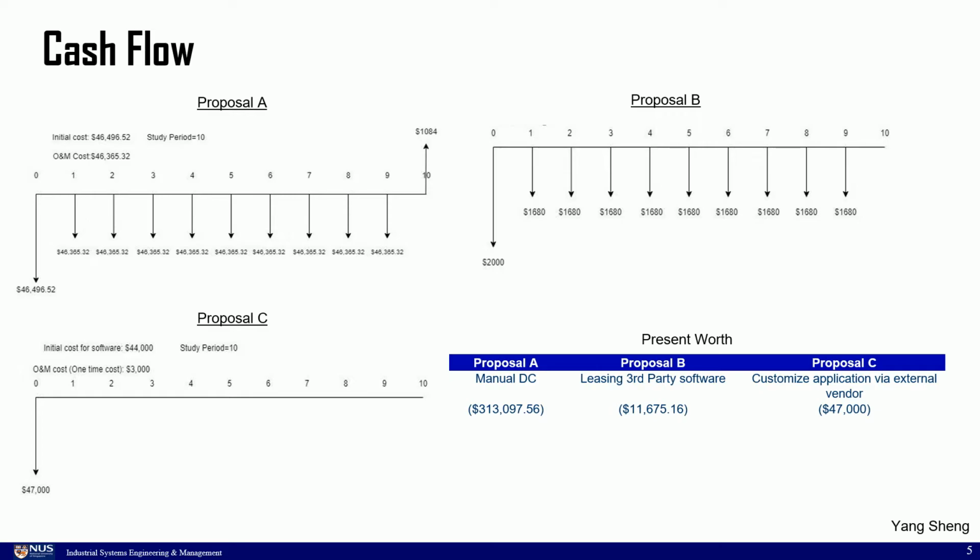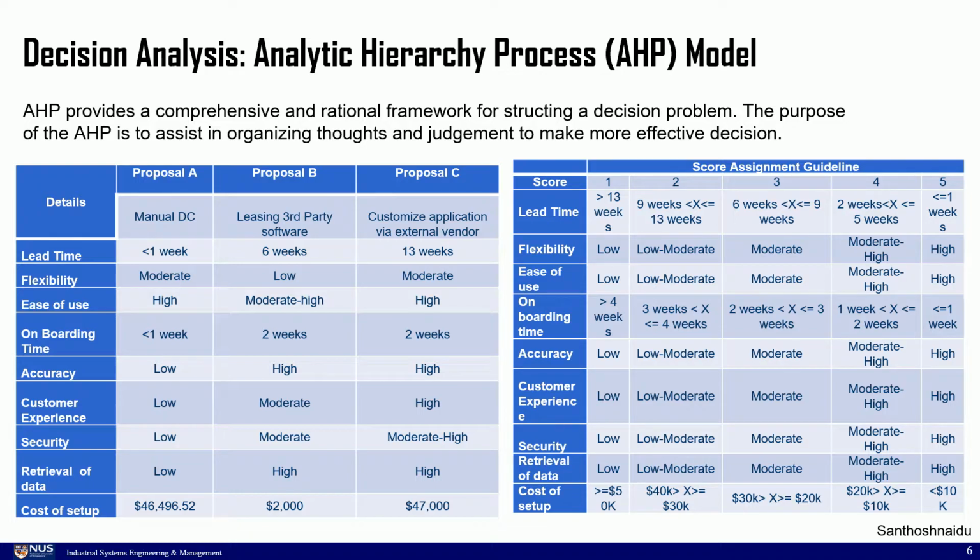Finally, we have calculated the present worth of the balance three alternatives. The present worth of A is 313,097.56 Singapore dollars. The present worth of B is 11,675.16 Singapore dollars. The present worth of C is 47,000 Singapore dollars.